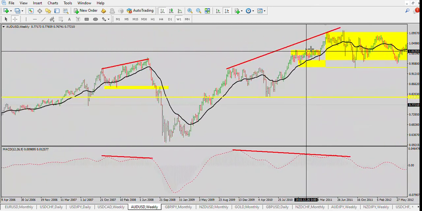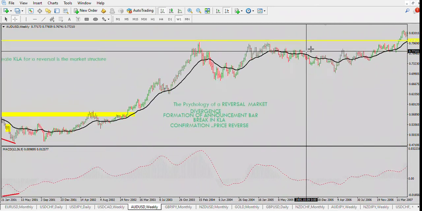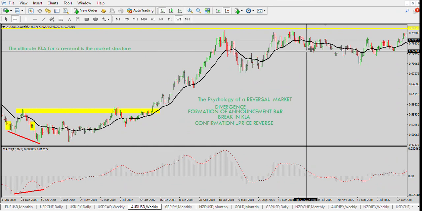Nothing to stress yourself about. Very simple. Just remember, we will have a divergence. We have a formation of announcement bar. We have a break in the key level area, which is our market structure. The ultimate key level area for a reversal is the market structure. We have our confirmation. Then we see what? Price reverses.